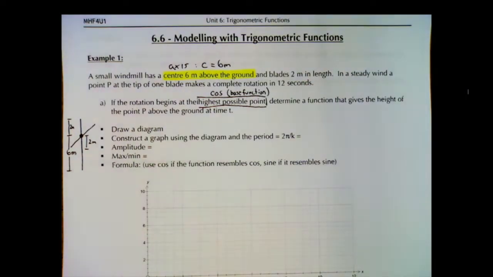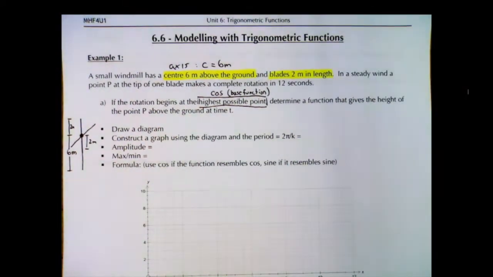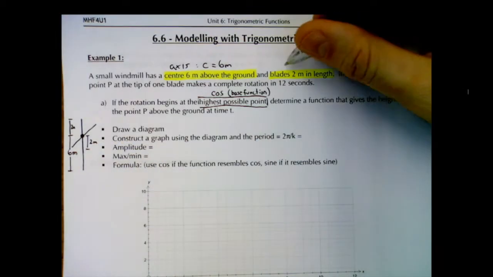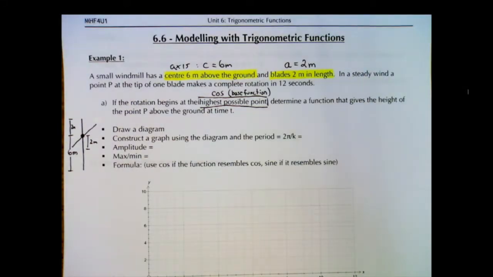And if the blades are 2 meters in length, that means above 6 we could go 2 meters up or 2 meters down. That's telling you an amplitude. An amplitude is 2 meters. It's also telling you the radius of the windmill, and radius and amplitude are always related, especially in trig. If you know the radius, you know the amplitude. If you know the amplitude, you know the radius. So there we go. Now we know A and C, so we know the amplitude and the axis value just from what we're given in the question.